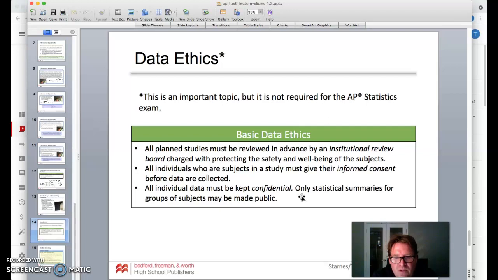All individuals who are subjects in the study must give their informed consent before data are collected. So you have to tell them what you're doing and let them know, and then they can decide if they want to be part of it. And then all individual data must be kept confidential. So no names, that kind of stuff. We're not publishing those, and only the statistical summaries for groups of subjects may be made public. So there are some things ethically to make sure everyone's protected and data is secure. We want to get information, but not at the expense of causing harm to any individual or thing.